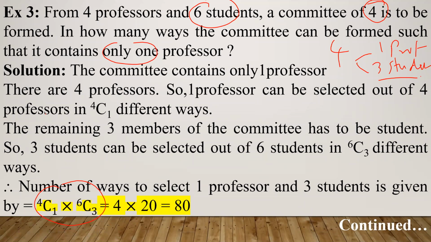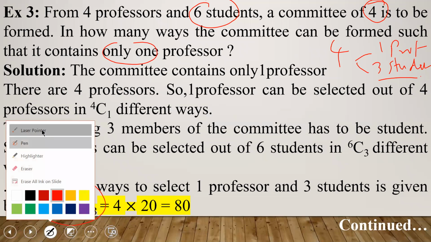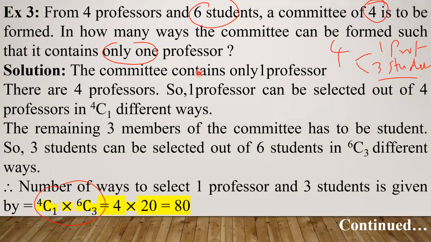So let us see how I have written here. The committee contains only one professor. This is the condition. In how many ways can the committee be formed? The committee has to contain a total of 4 people. Out of that, only one should be a professor. So the committee contains only one professor. And how many professors are there? 4. So one professor can be selected out of 4 professors in 4C1 different ways.